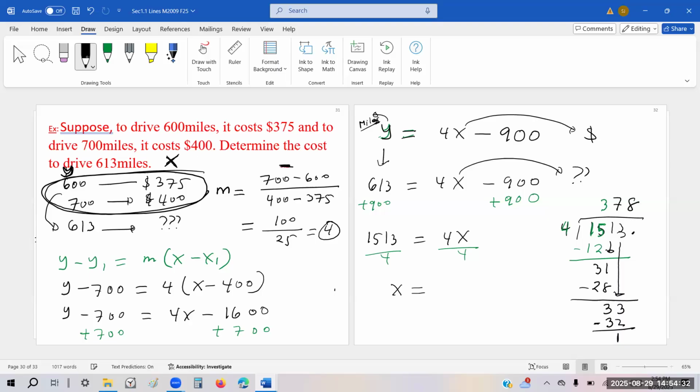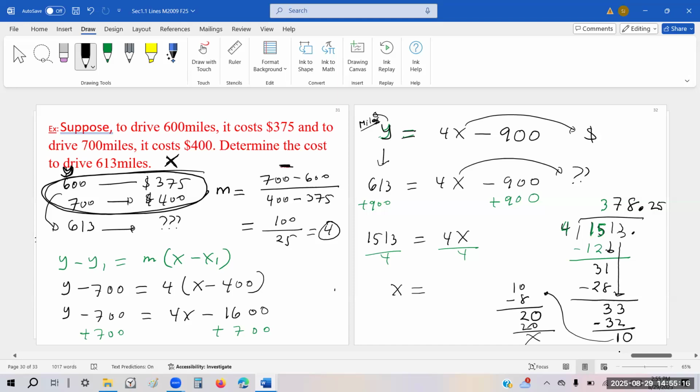We put a decimal here, and we put a decimal here, and we put a 0 here. 4 goes into 10 how many times? 2. 4 times 2 is 8, so we subtract, we get 2. And then we can put as many zeros as we want. So we can put another 0 here, because for money, we go to the penny, right? 2 places after the decimal. So we need 1 more place after the decimal. Now 4 goes into 20 how many times? 5. And this time we have no more remainder, 0.